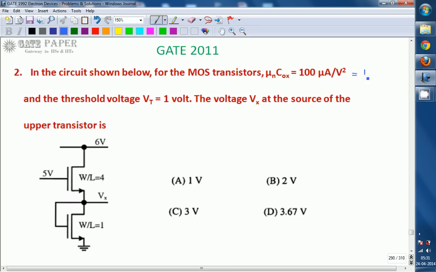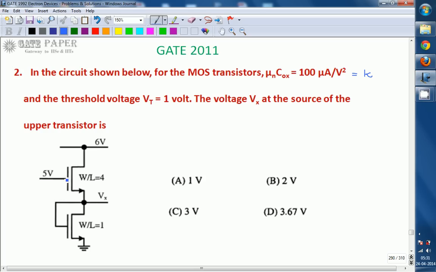It is going to be treated as K, and Vt is given as 1 volt. W by L ratios are different for both transistors. For the upper transistor, W by L ratio is 4. For the lower transistor, W by L ratio is 1. So both of these are going to be NMOS transistors.